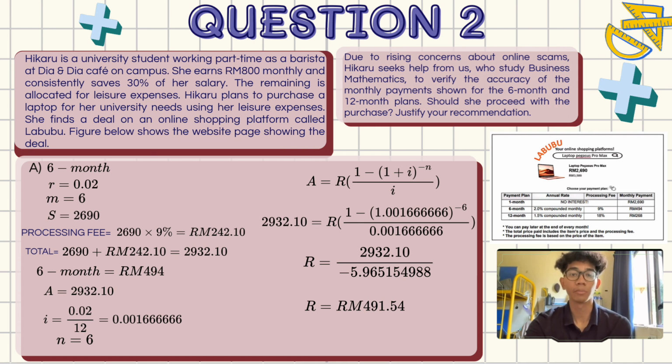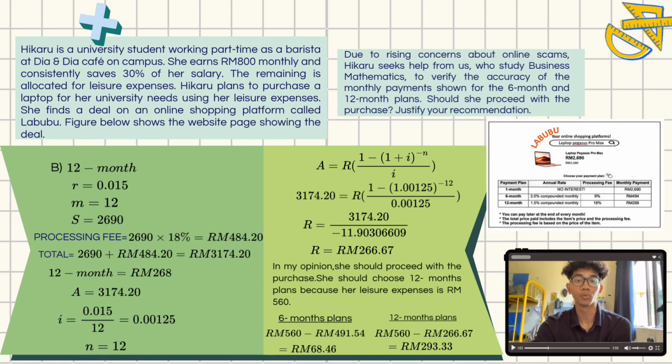For the 6-month plan, the processing fee is 9% times 2,690 ringgit, and the total amount financed would be 2,932 ringgit and 10 cents. For the 12-month plan, the total would be 3,174 ringgit and 20 cents.